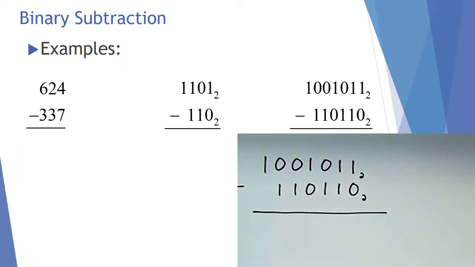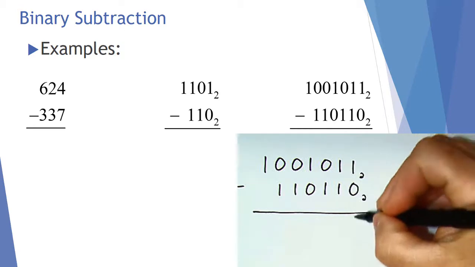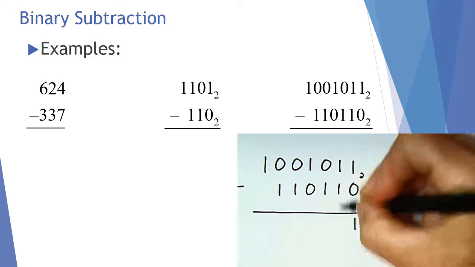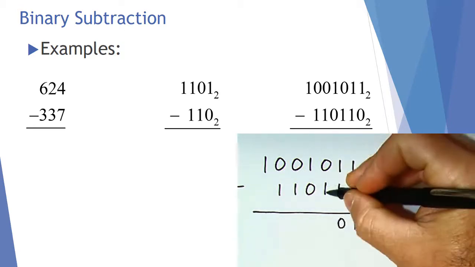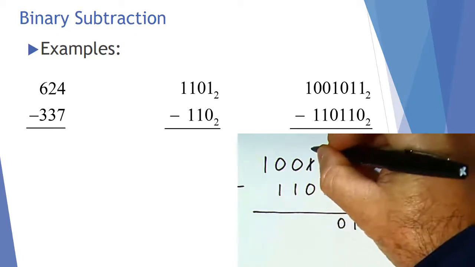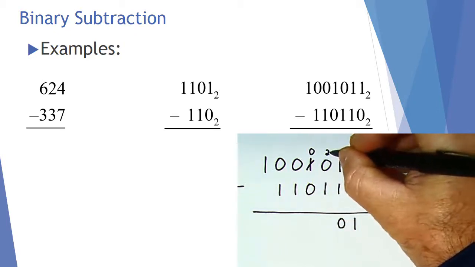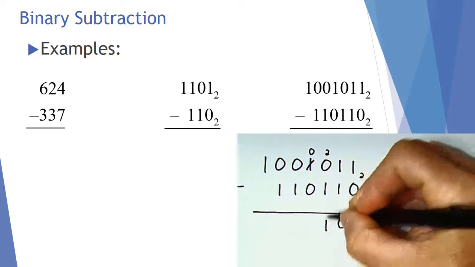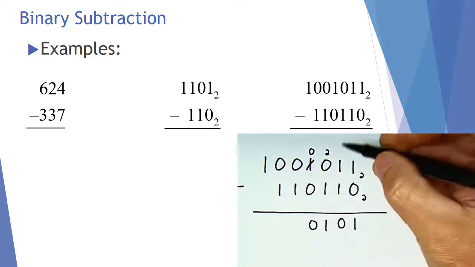Okay, let's do one more binary subtraction. Here we go. 1 minus 0, that's 1. 1 minus 1, that's 0. 0 minus 1, we can't do it. We're going to have to borrow. That makes that a 2. 2 minus 1 is 1. 0 minus 0 is 0.